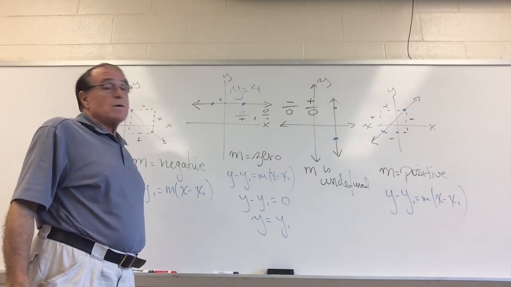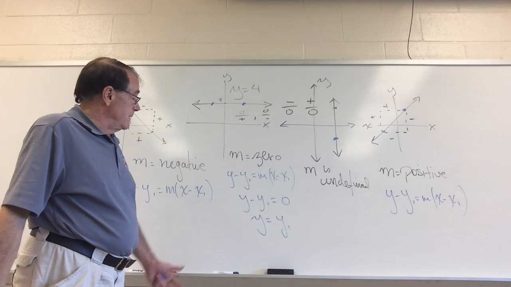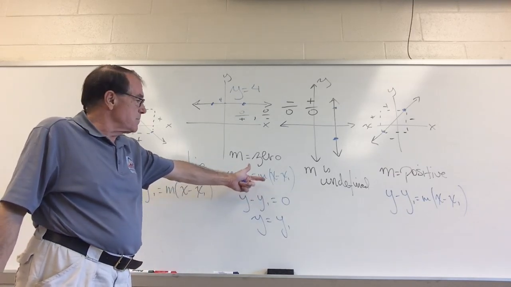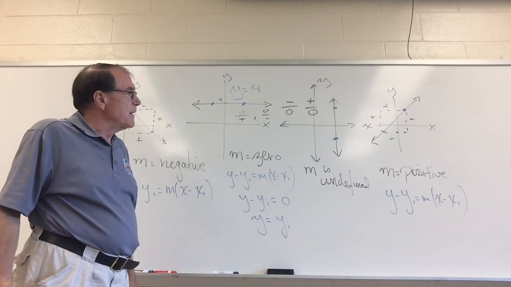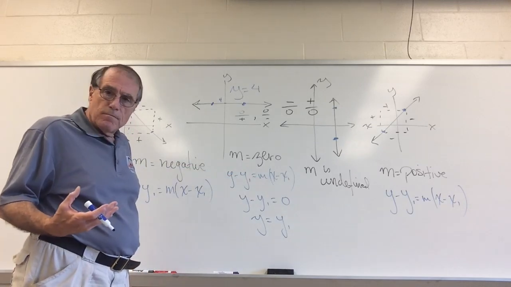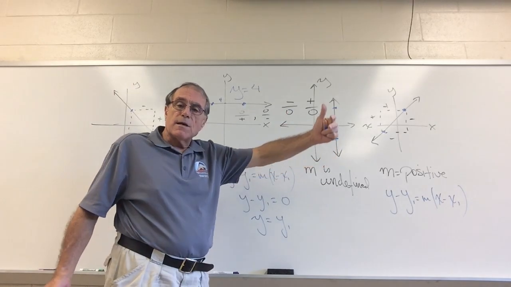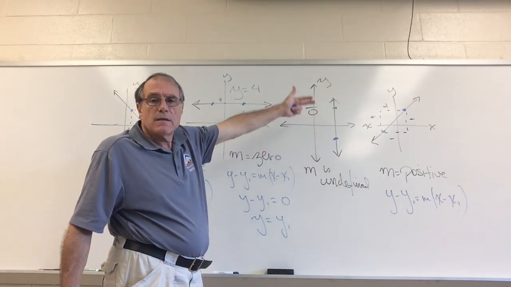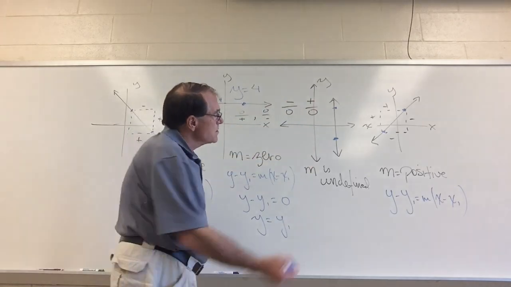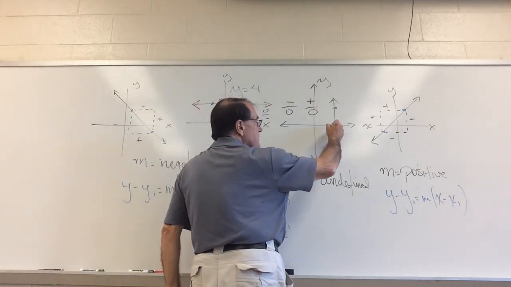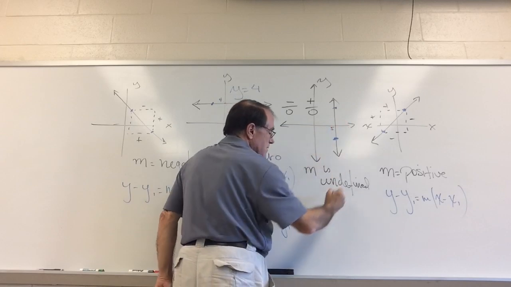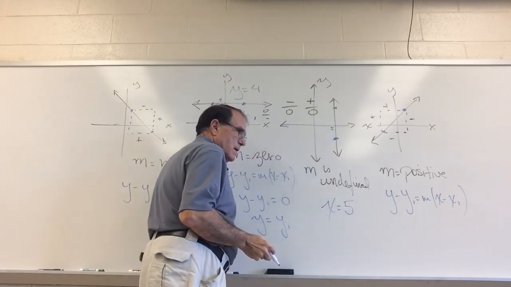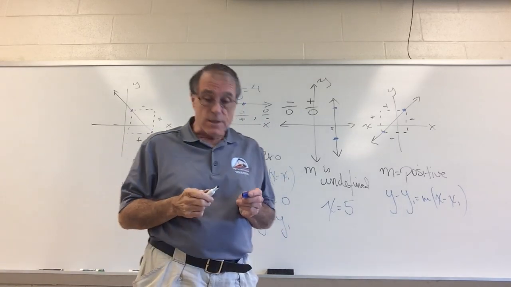Now, in the case when slope is undefined, this equation doesn't exist. It doesn't make sense because slope is undefined. And I write the equation of this vertical line simply as x equals the x coordinate that the line passes through. Suppose this point here is 5, and so the equation would be x equals 5. So that's our story on slope.